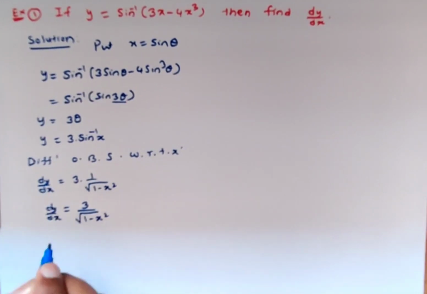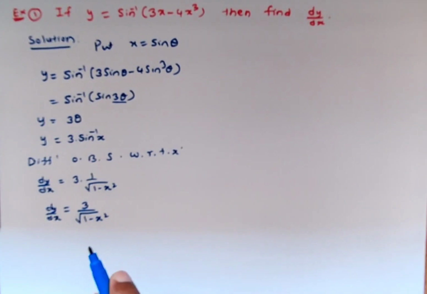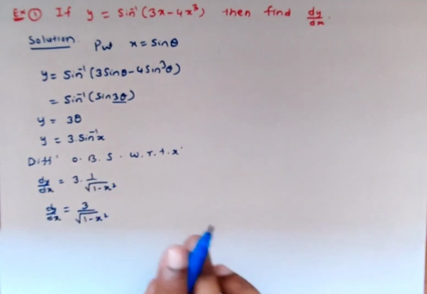By using the chain rule also you can evaluate, but the simplification may be complicated. So better use the substitution method.